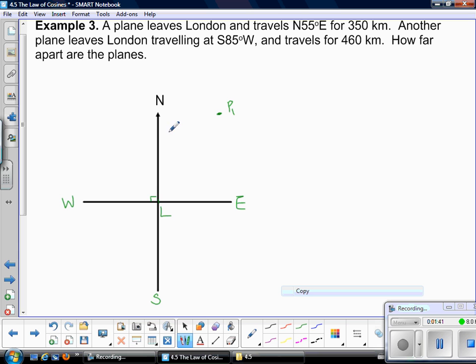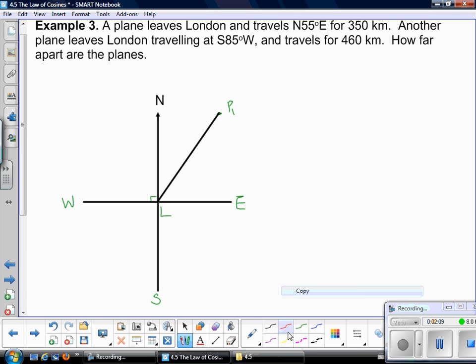And it's north 55 degrees east. So if they headed north and then it's 55 degrees east, I'm going to draw a straight line there. So from London, I'm heading kind of northeast. And so this angle right here would be 55 degrees.